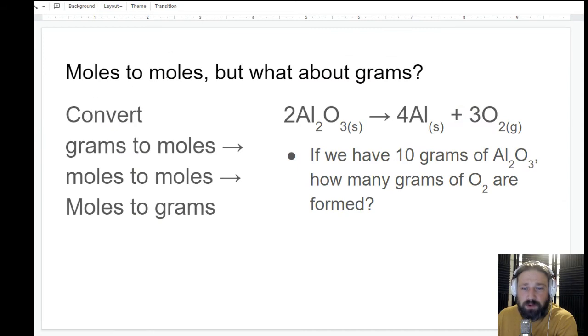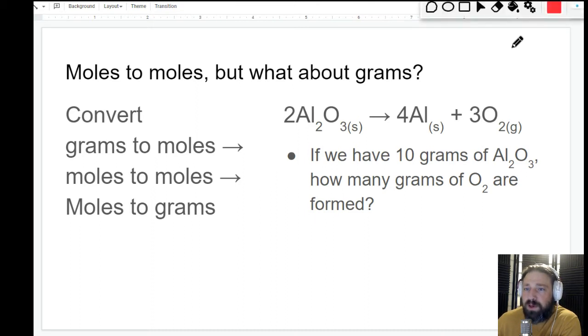Instead of going from moles to moles, we're going to go from grams to moles and then moles to moles and then from the moles back to grams. So for example here, we have this balanced equation, and if we have 10 grams of aluminum oxide, how many grams of oxygen will be formed? Okay, so we know we have 10 grams of aluminum oxide, and we are going to try to get to grams of O2.